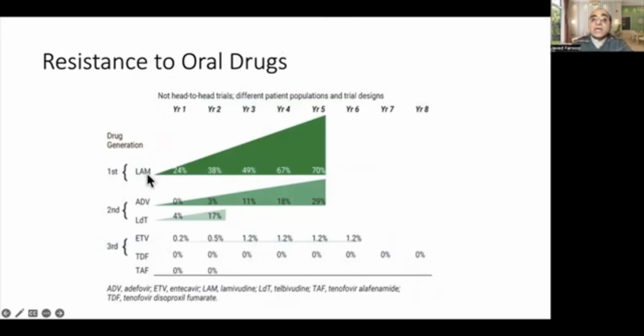This is lamivudine, this is adefovir, this is telbivudine, entecavir, TDF, and TAF. This is the first generation, second generation, third generation, and this is the first year, second year, third year, and 8 years. You see, lamivudine is notorious for developing resistance, and that's the reason it is no more used for hepatitis B. Same was adefovir and telbivudine. Entecavir has got 1.2% resistance at 6 years, and for TDF and TAF it has not been documented.